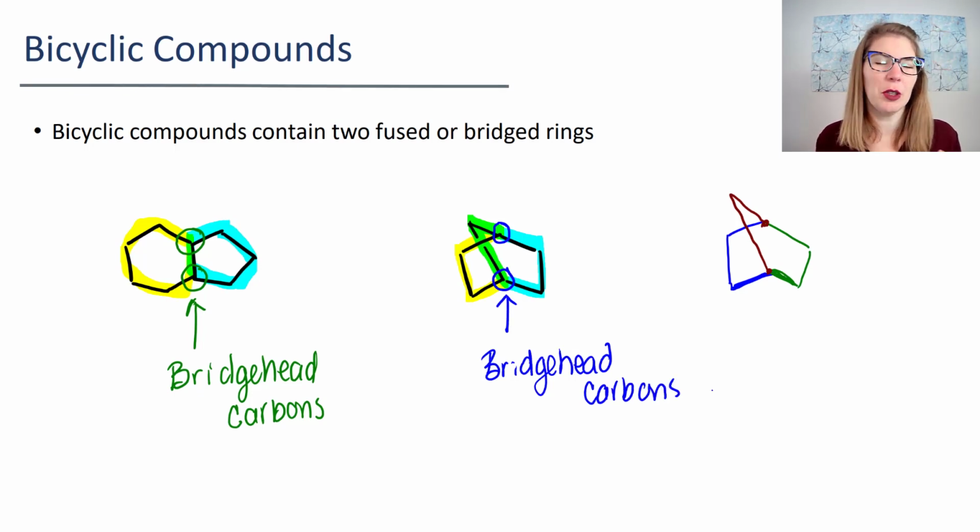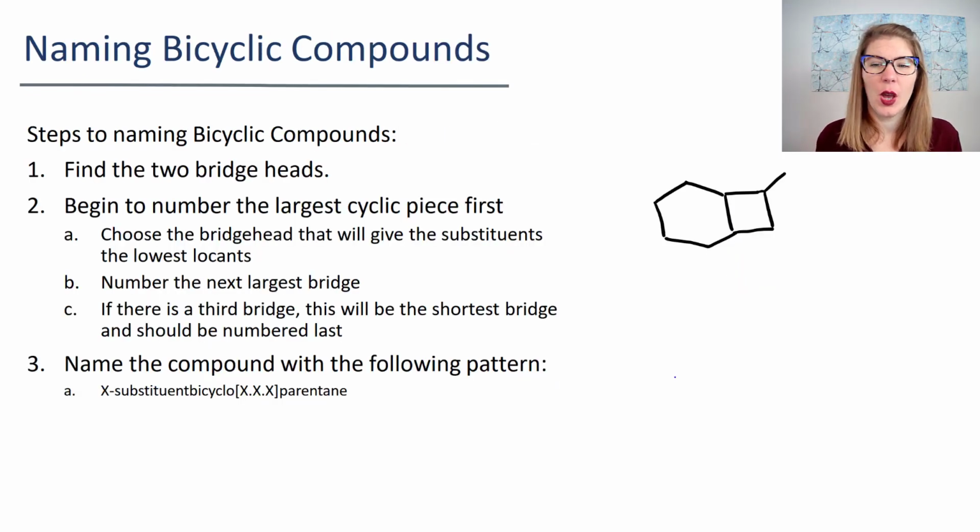Now that we have some terminology down and we have looked at how our bicyclic compounds are drawn, let's start talking about naming them. When we name our bicyclic compounds, what you need to do first is find the bridgehead carbons. And that's why we spent so much time on the earlier slide looking at how these are arranged.